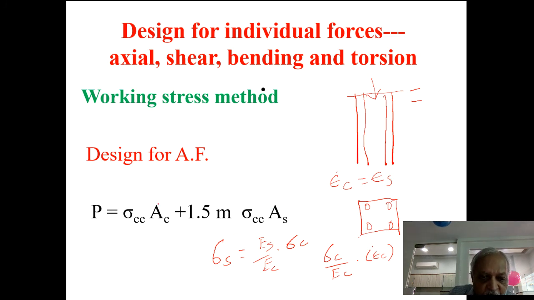Now as far as area of concrete is concerned, you need to take the net area of concrete. So if you are providing 1% as steel, then you need to take only 99% as the gross cross section of the concrete column and then take the load carrying capacity in that fashion.